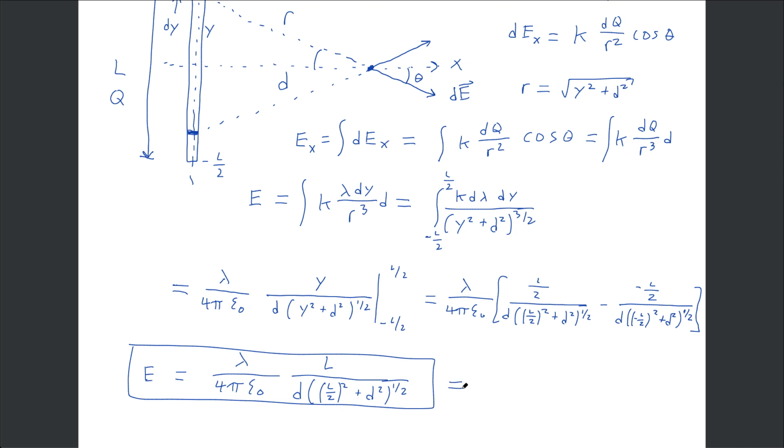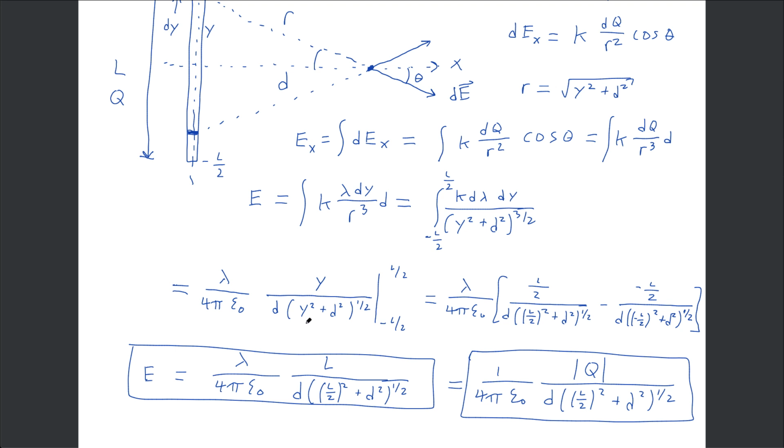So we can write this as 1 over 4 pi epsilon naught, the absolute value of the charge Q, divided by the distance d times L over 2 squared plus d squared to the 1/2 power. So that's maybe a more final expression.